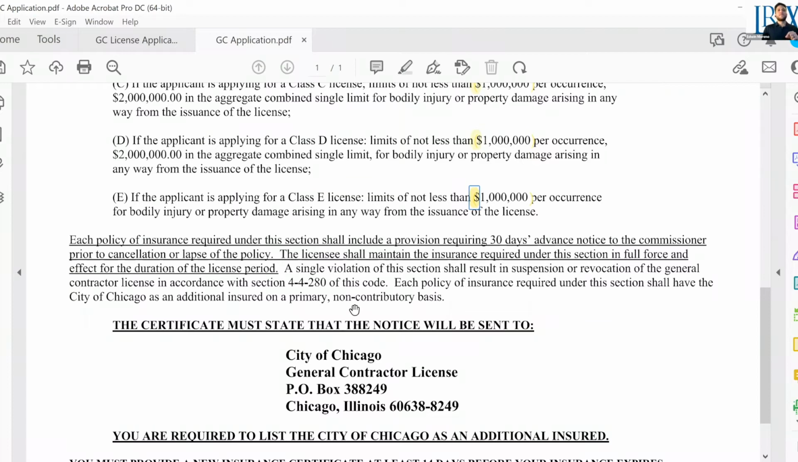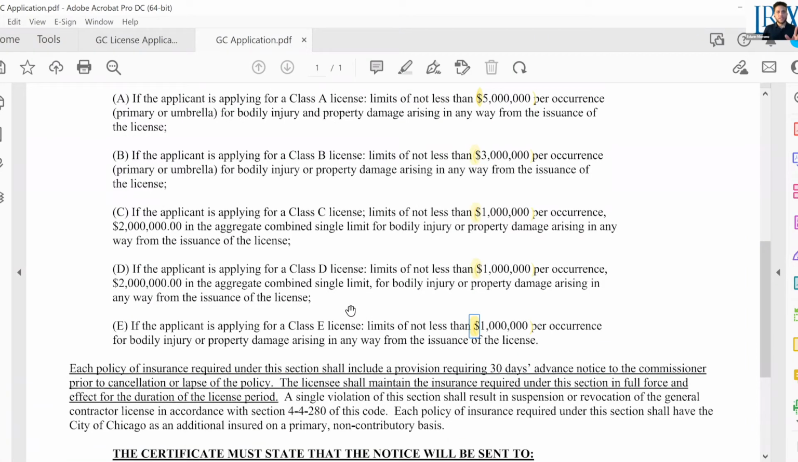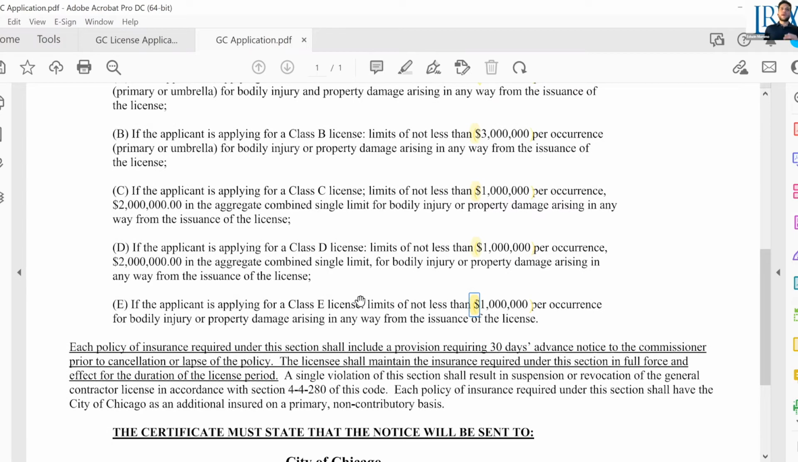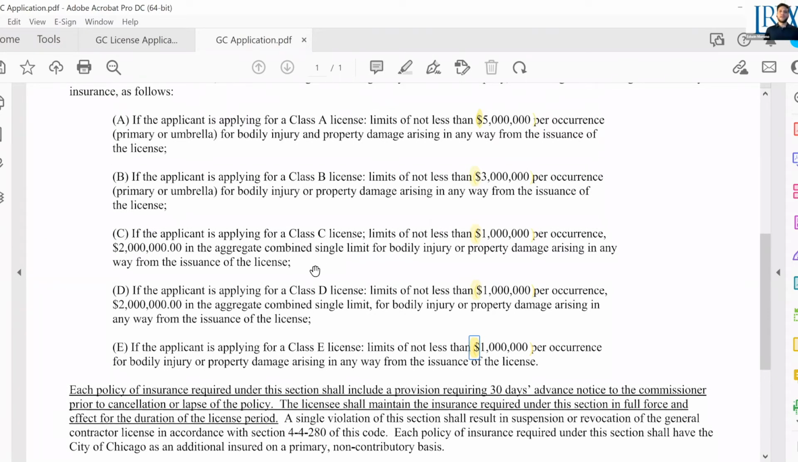So I'm going to go over two things. One is, what is an additional insured, and what are these limits? What do these limits pertain to? Now, if you're applying for class C, D, and E, a standard policy for your general liability can give you $1 million per occurrence with a $2 million aggregate. The $2 million aggregate means your policy total is $2 million.